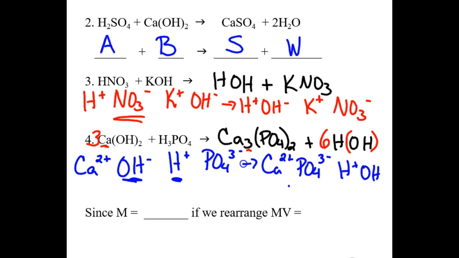Now I know that I have 6 hydrogen ions. So I'm going to go back and make 6 hydrogen ions on the other side. So what coefficient should I have for phosphoric acid? 2, exactly. And does that work out for our phosphates? Sure does. So we know that it's 3, 2, 1, 6 in our balancing.